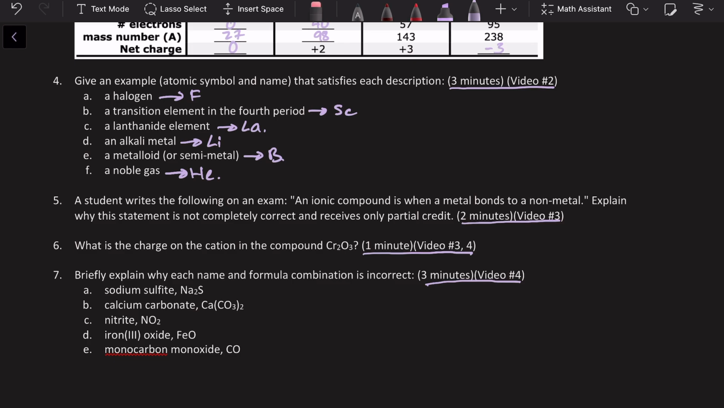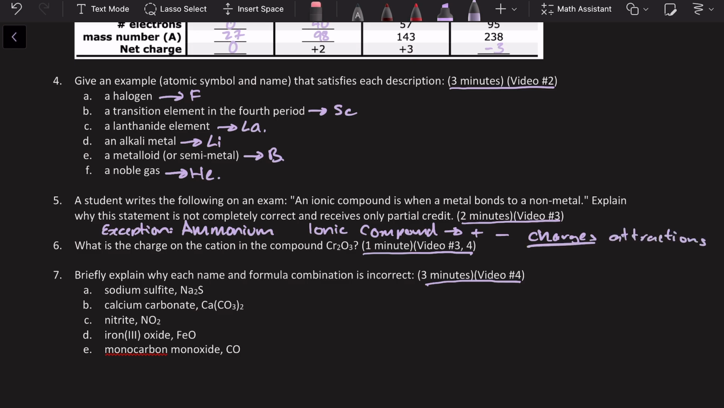Next question. A student writes the following on an exam. An ionic compound is when metal bonds to a nonmetal. Explain why the statement is not completely correct and receives only partial credit. This is going to be a very common pattern that the student's explaining, metal plus nonmetal, but we reach into an exception, which is ammonium. So in other words, an ionic compound is a compound held together with ionic bonds. The attraction between full plus and minus charges on ions. The statement receives no credit because the person writing it defines the ionic bond and thinks it's a type of element, basically a metal or a nonmetal, rather than an arrangement of electrons.